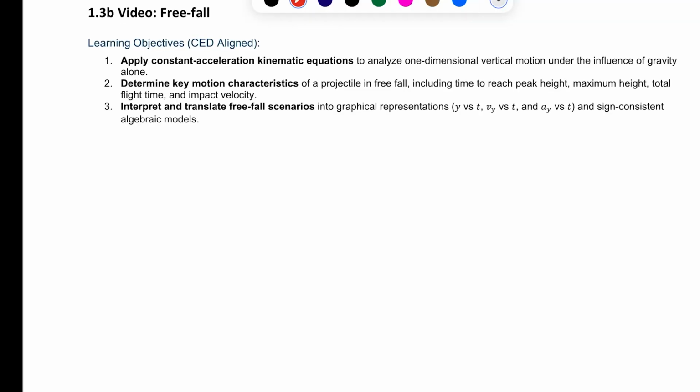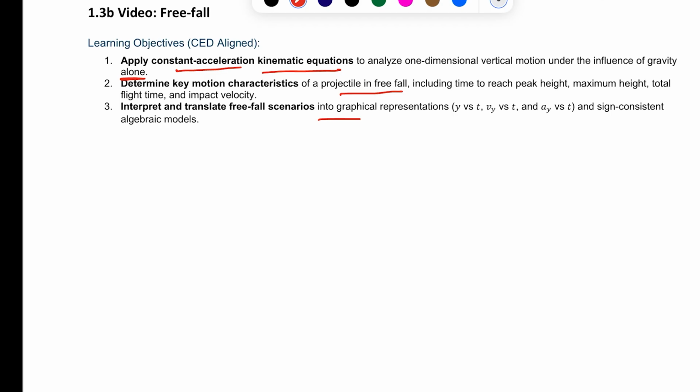Hey, we're going to talk about free fall, AP Physics C free fall type stuff. We're going to apply our understanding of constant acceleration and kinematic equations to analyze motion when we're dealing just with gravity. This is really an extension of constant acceleration, where we have our key three equations.